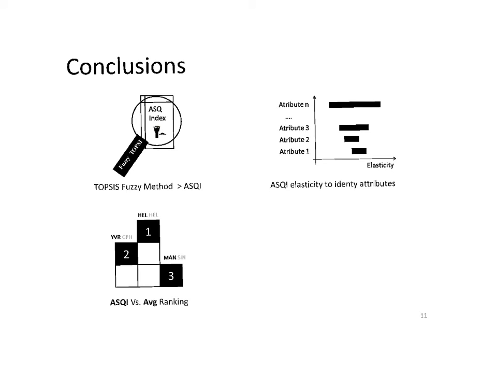So we can reach the conclusions, which we can summarize in 3 points. First, the TOPSIS-fuzzy method seems to be an appropriate method to calculate the airport service quality index. Second, the airport service quality index versus the average is not the same. So depending on which method we use, we are going to achieve different results. And also we see that elasticity seems to be a good approach to identify those attributes that have a stronger impact on the airport service quality index.